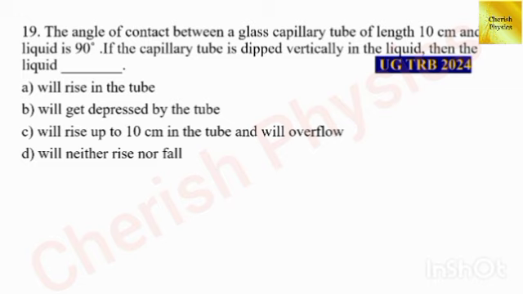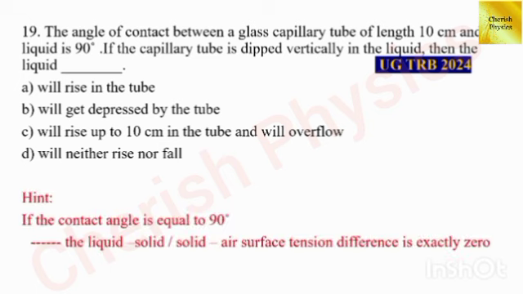19th question. The angle of contact between a glass capillary tube of length 10 cm and a liquid is 90 degree. If the capillary tube is dipped vertically in a liquid, then the liquid will dash. The answer is option D. The liquid will neither rise nor fall.